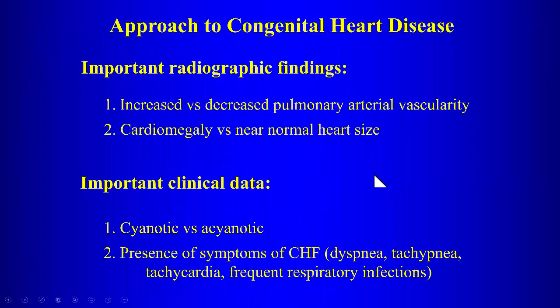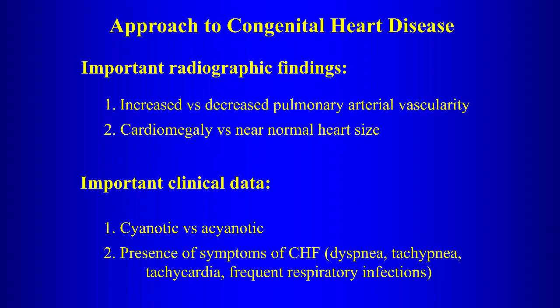Now, when we're talking about congenital heart disease, the important radiographic findings, you always start your discussion of congenital heart disease with the pulmonary vascularity. Only an amateur starts with the heart when you're looking at a plain film. All right? So you want to know, is it increased or decreased? Then you could look at the heart, cardiomegaly versus near normal heart size. That will help order your differential diagnosis.